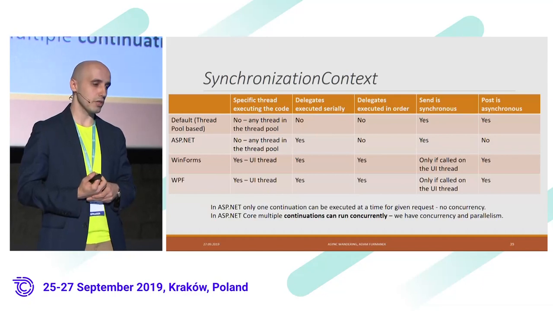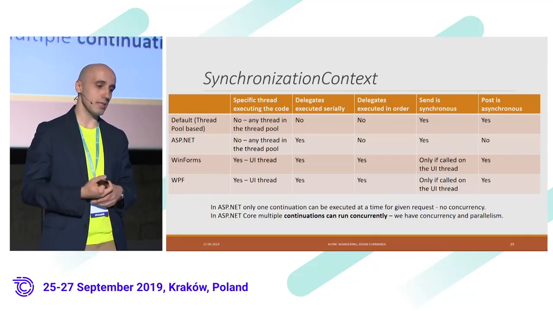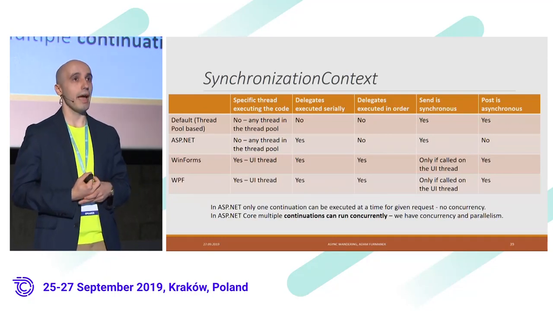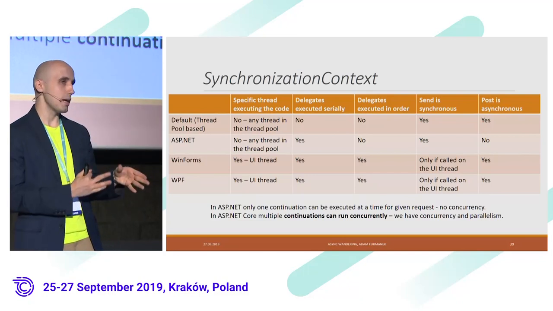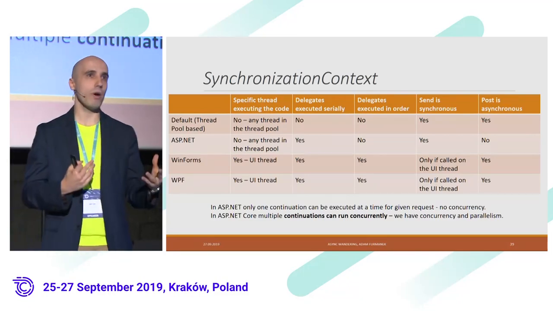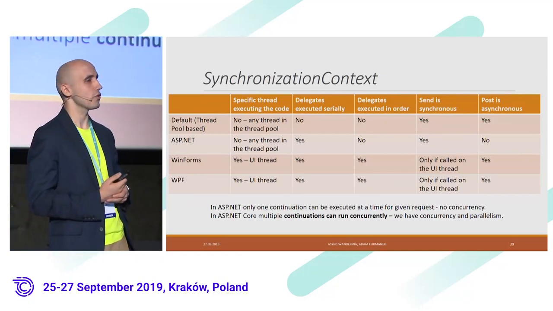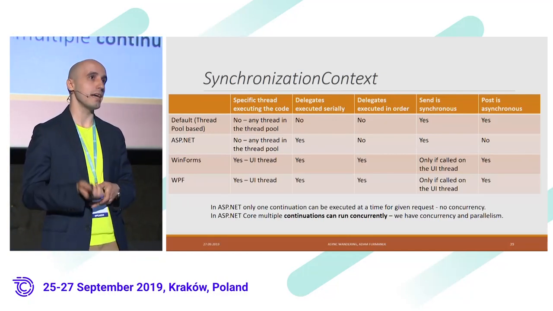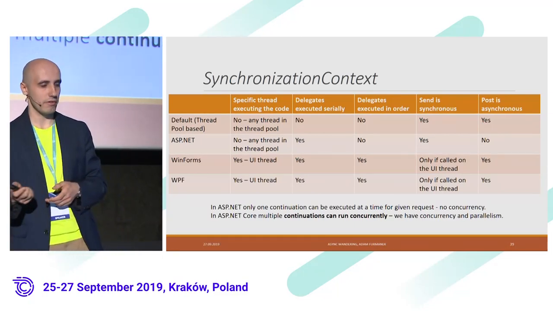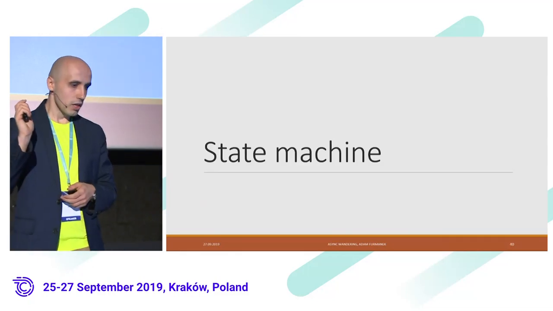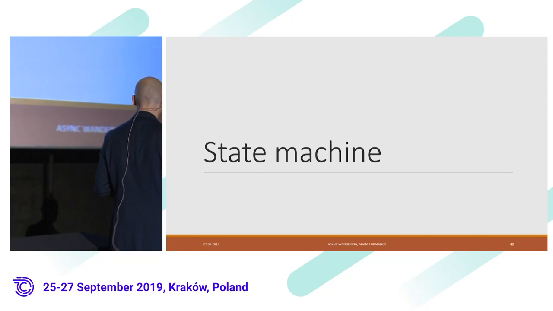If we have no synchronization context at all, like in console applications, the logic used under the hood is thread pool based. So we use the default .NET thread pool to submit the tasks and to execute the code. And now the thing is, depending on the synchronization context, behavior of async and await will be completely different. So we need to understand which synchronization context we have in our application. And what's worse is we can change synchronization context while running the application.